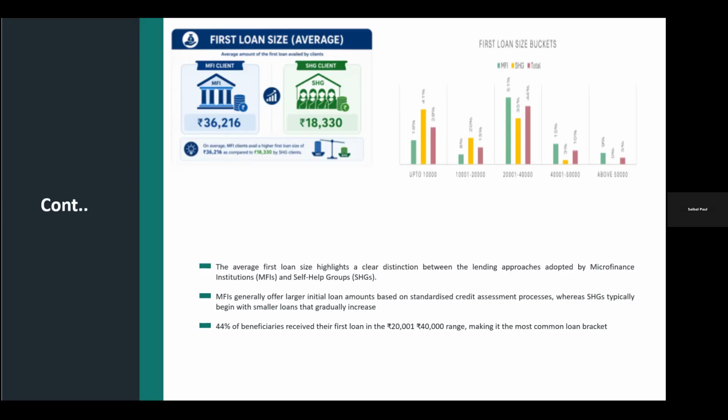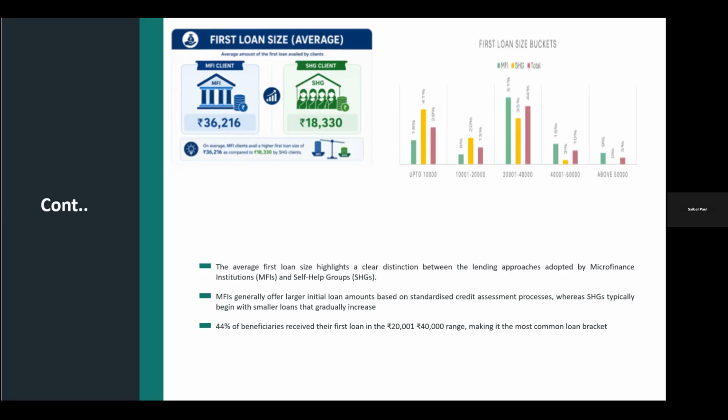So, statistically, it's a very clear indication. MFI clients are new, and the SHGs are older. That is true, a fact. No doubt about it. Sorry, sir, yeah, what you said is correct. And also by default, MFI's loan sizes are bigger than SHGs, and that's clear. I mean, there is no doubt over that.